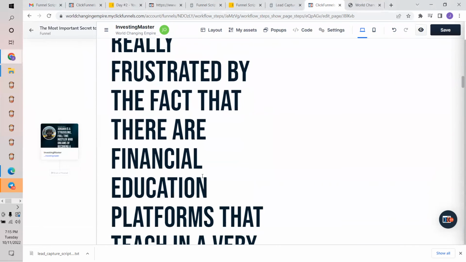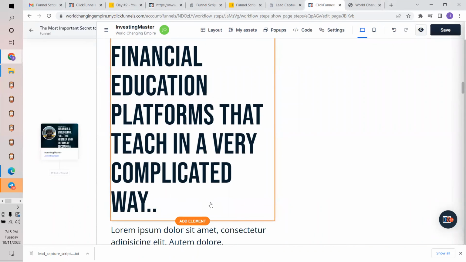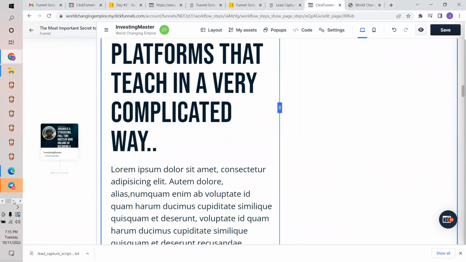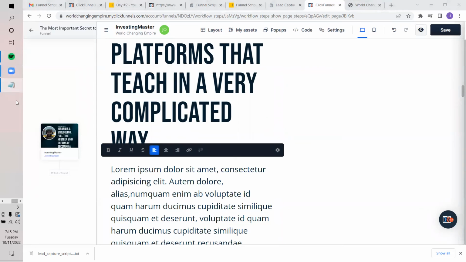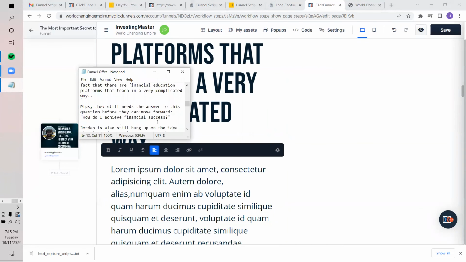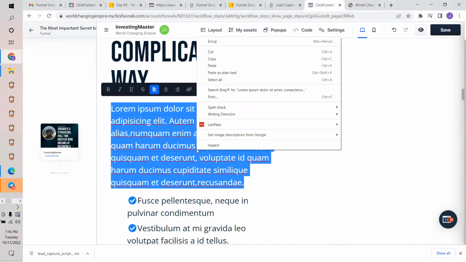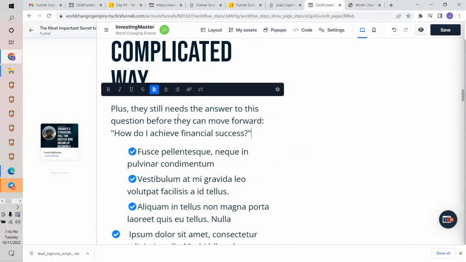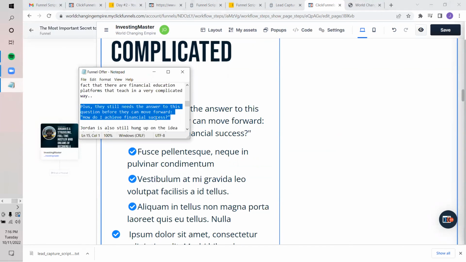Jordan is also really frustrated by the fact that there are financial education platforms that teach in a very complicated way. Plus, they still need the answer to this question before they can move forward. How do I achieve financial success?